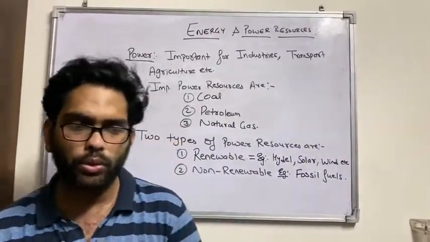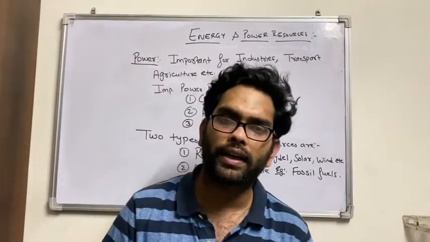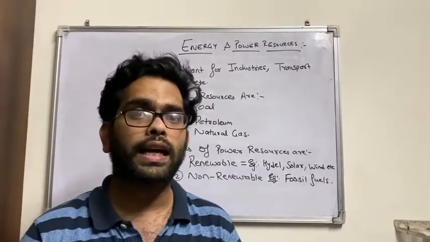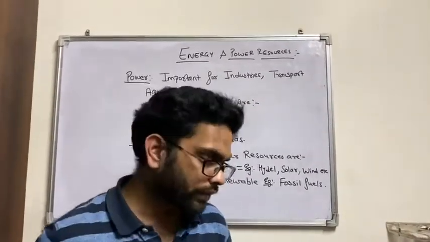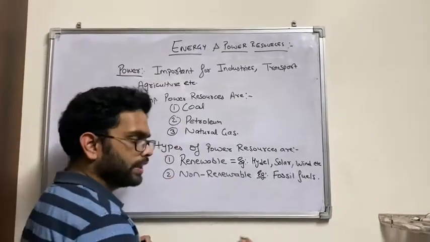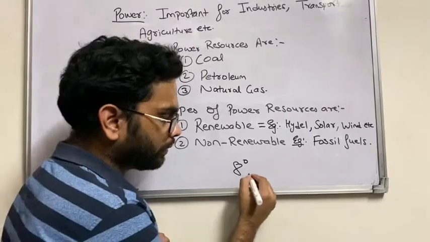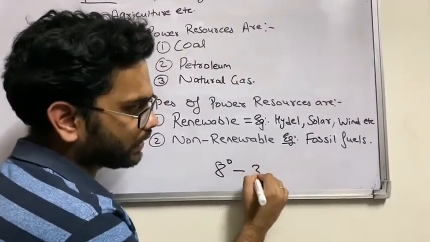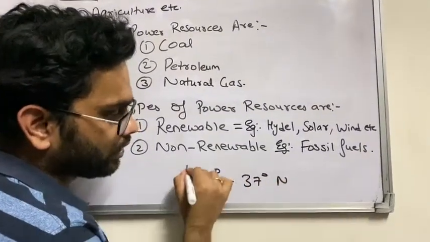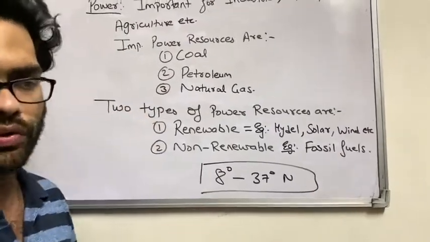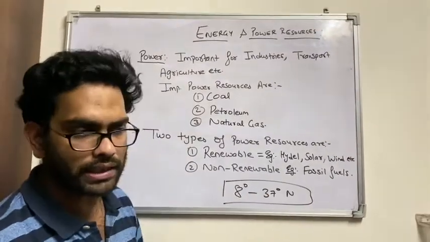Now I want to tell you one important aspect regarding this solar. You should know our country lies, what is the latitude extension? See Charlie here, what is the latitude extension of our country India? It is from 8 degree some minutes to 37 degree. This is important. This you should know. The extension of India is from 8 degree to 37 degree.